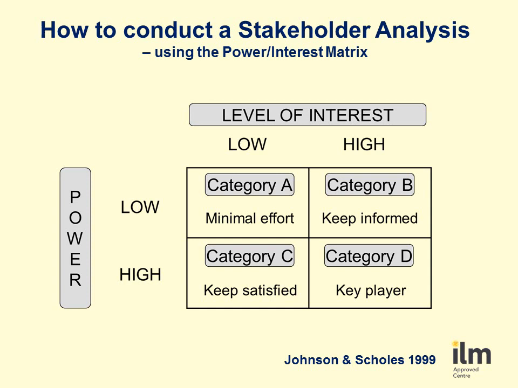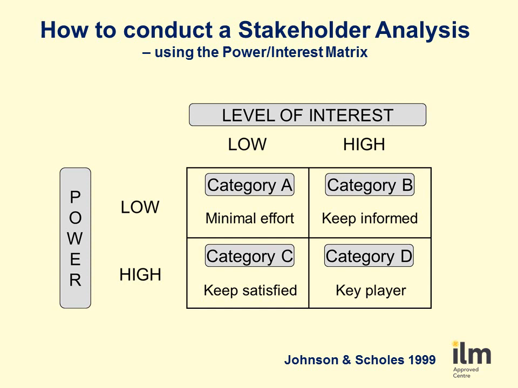Category A. If a group has low interest and low power, then an organisation does not have to pay much attention to this group. For Category B, if a group has a high interest but low power, we need to keep these stakeholders informed, because although they have low power to influence the organisation, if we don't keep them informed, they could, for example, create bad publicity for us.